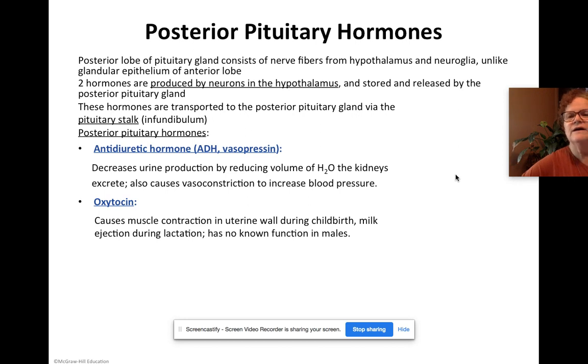Now, posterior pituitary hormones, we only have two that are listed here for us to look at. So the ADH, antidiuretic hormone, is going to reduce the amount of water or urine produced by the kidneys. And then oxytocin, which causes muscle contractions in the uterine wall for childbirth and milk to come out during lactation. And guys, you don't have any function for that in your bodies.